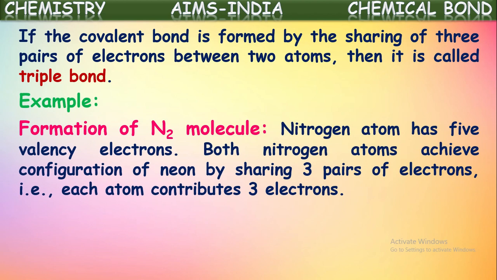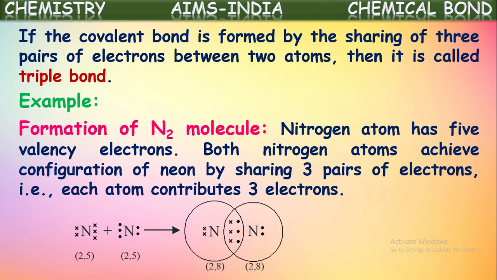We know the nitrogen atom has 5 valence electrons because the atomic number is 7 and its configuration is 2, 5. When two nitrogen atoms approach each other, both nitrogen atoms contribute 3 electrons each and hence they share 3 pairs of electrons, and thus they form 3 covalent bonds between two nitrogen atoms. So here each nitrogen has 5 valence electrons. When these two approach, each nitrogen contributes 3 electrons for covalent bond formation. In that way, they share totally 3 pairs of electrons.